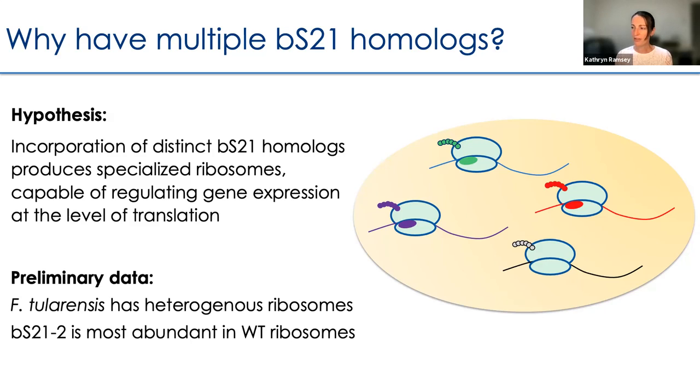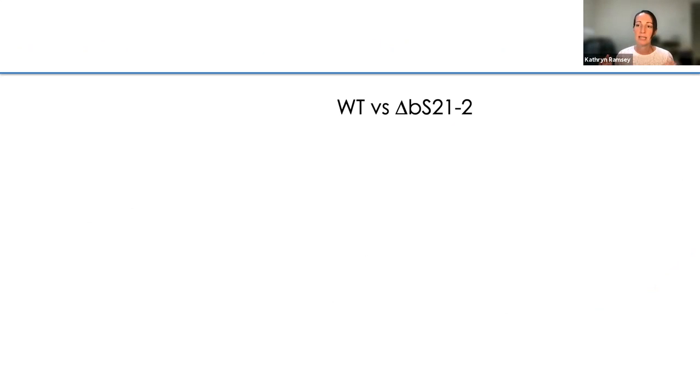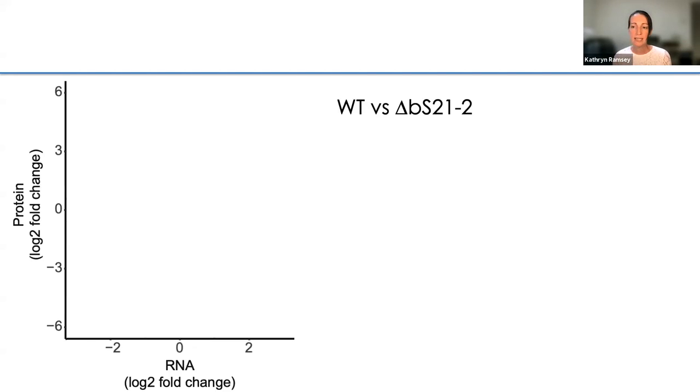So again, this hypothesis is that maybe BS21 is functioning to control gene expression at the level of translation, not transcription. And so in order to investigate this hypothesis, we wanted to do some whole genome comparisons. We took a systems level approach and compared wild type cells with those lacking BS21-2. And we performed RNA-seq to look at transcript abundance and whole cell proteomics to look at protein abundance. And so I'm plotting on this chart the log2 transformed fold change of RNA on the x-axis and the log2 transformed fold change in protein abundance on the y-axis. And each dot will represent an individual gene.